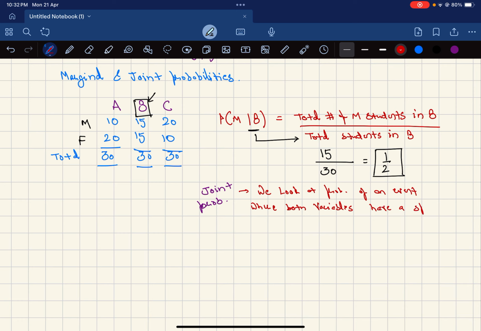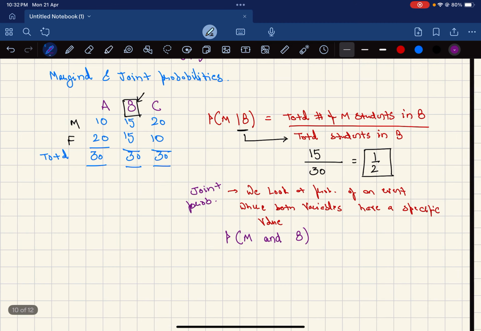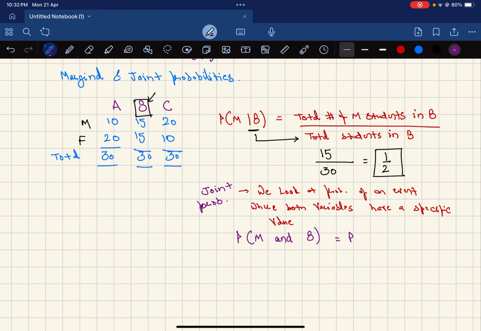Have a specific value. So let us say we want to calculate the probability of getting a male student and he should be from class B. This can also be written as P(M intersection B). By intersection, like we saw in our previous session while defining the product rule, this is nothing but the AND operator. So this means the probability of getting a male student as well as he should be from class B.